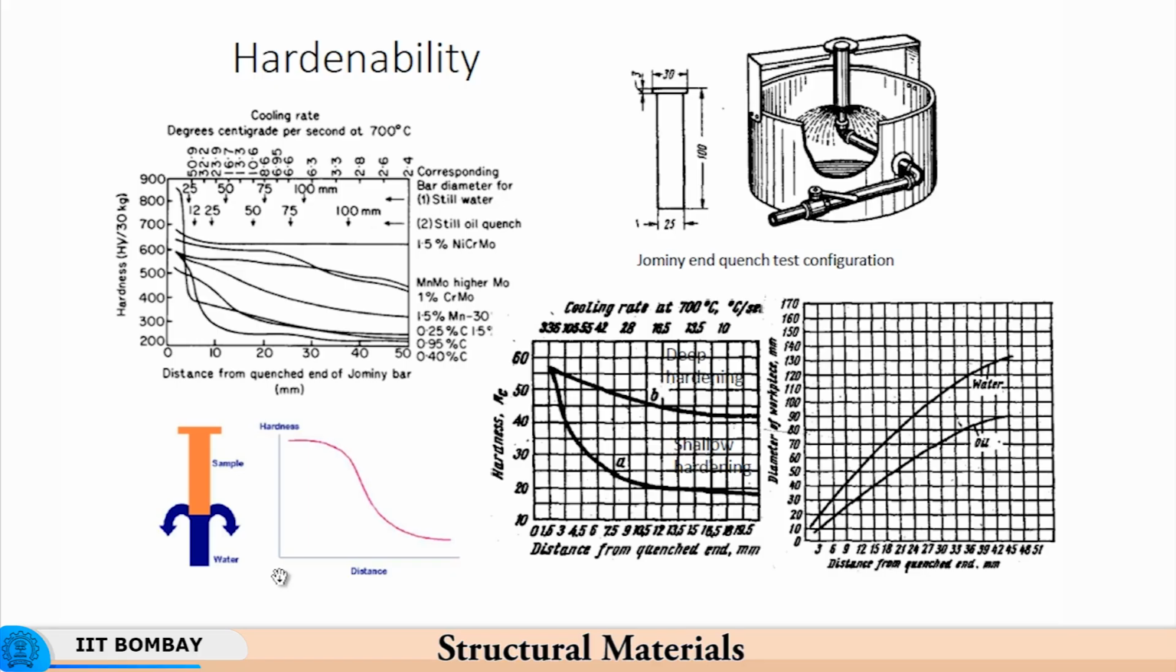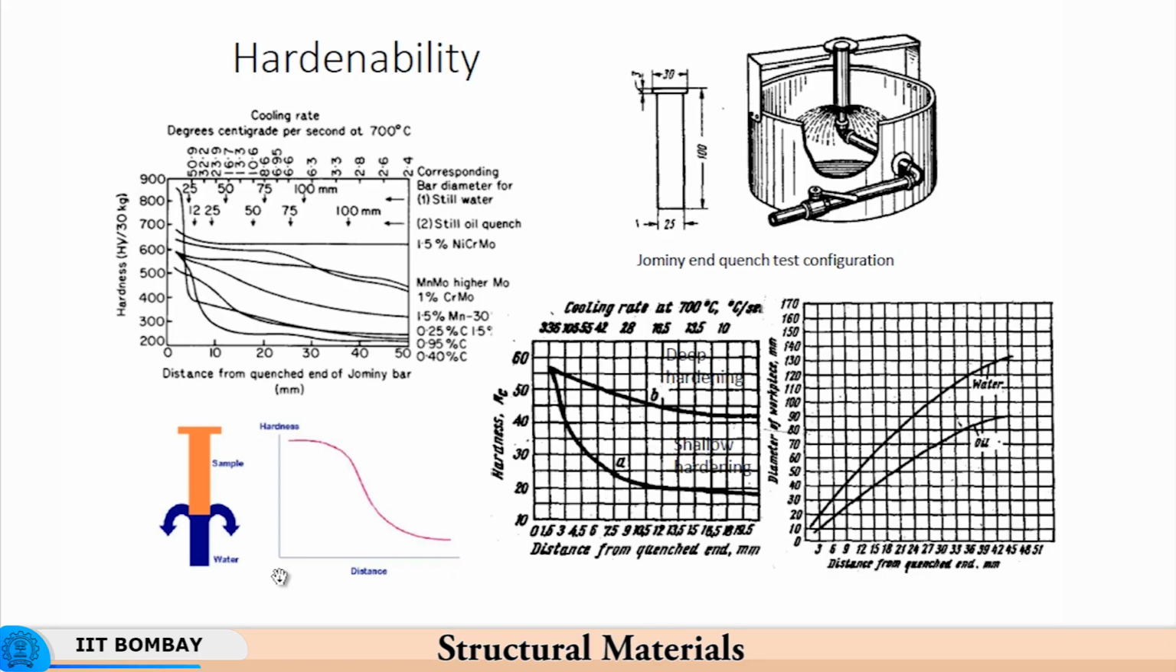So, if it is just 0.95% carbon or 0.4% carbon, and you are quenching it in, let us say, water, then you will get only a very small amount of surface hardening, but the hardness levels will be very high of course, because large carbon means more hardness, small carbon means relatively lesser hardness.